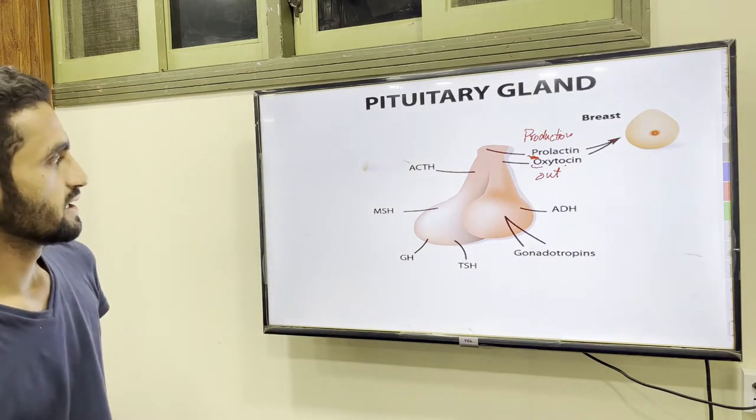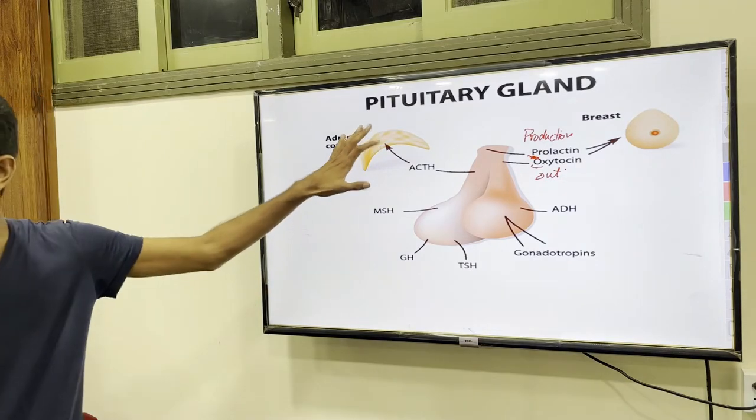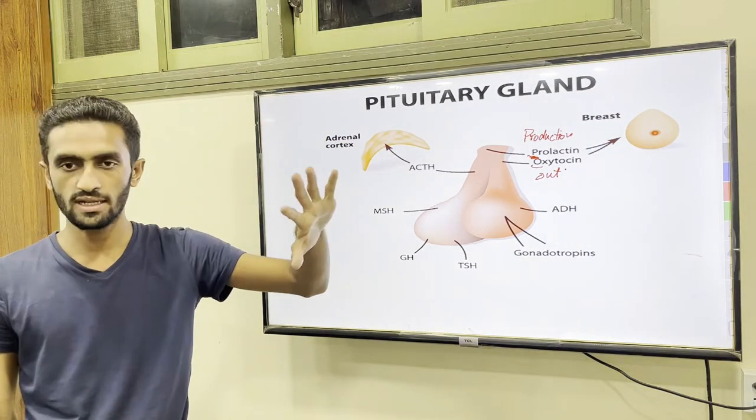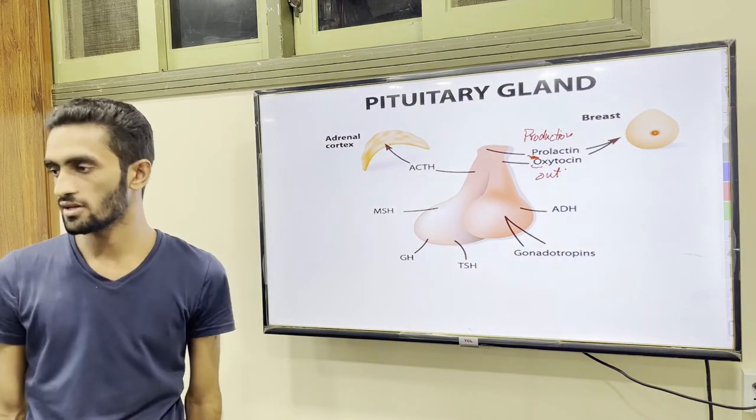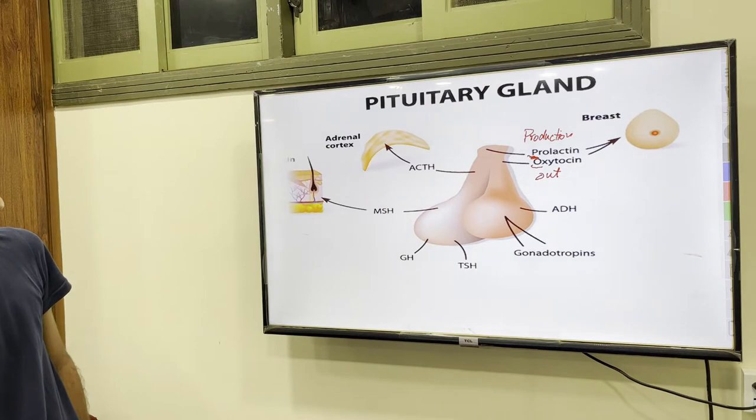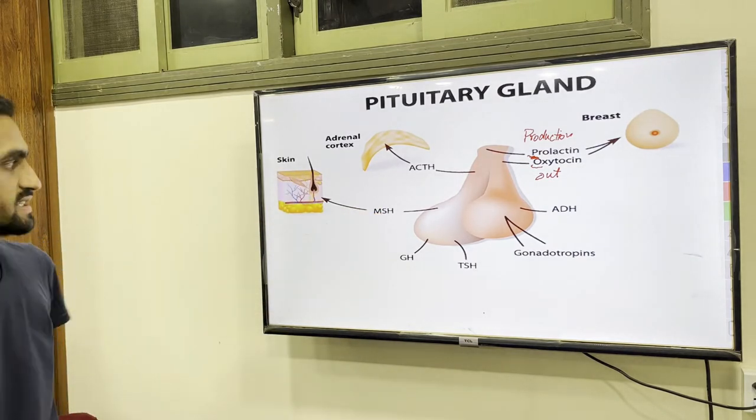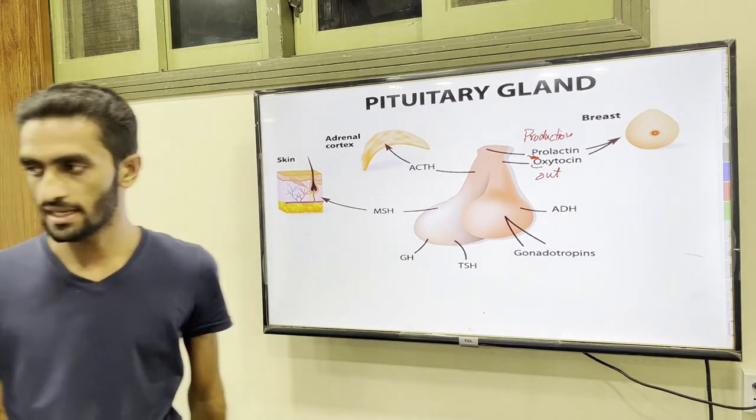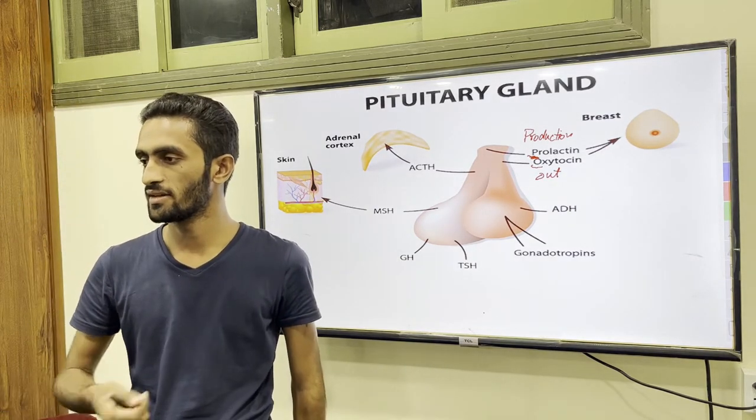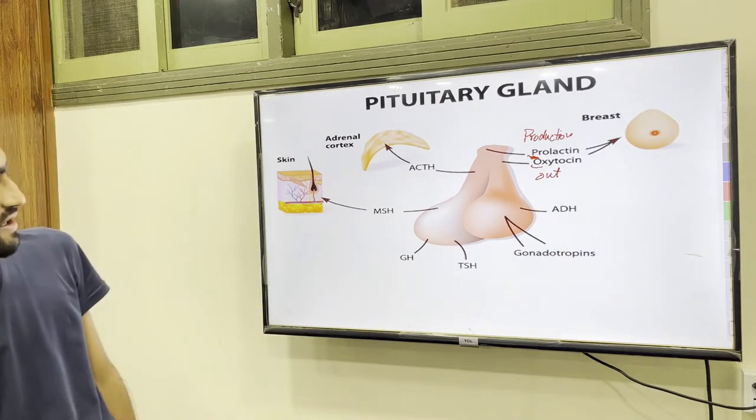If you look at the ACTH, it's going to control the adrenal cortex. The medulla is not mentioned, it's not going to control the medulla, only the two layers of the adrenal cortex. We'll look at that later. The MSH, which is also secreted here, is going to stimulate melanin, which gives the blackish tint to the skin. So skin color is disturbed.